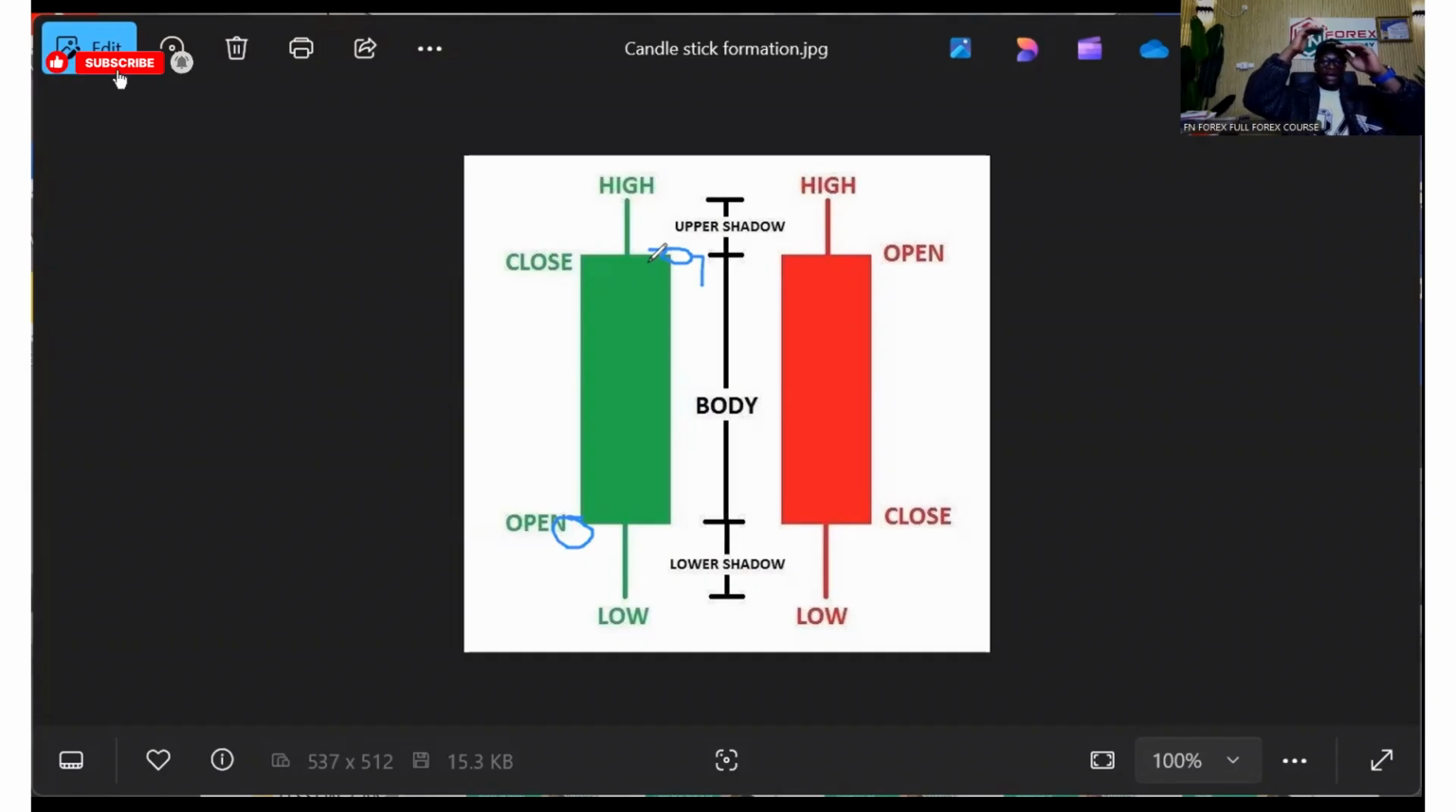But in a situation where the candle opens and closes below, I mean, it has opened and closed as a sell candle. It has opened and closed below. Remember, when the market is going up, we are buying. When the market is going down, we are selling. So if a candle opens and closes above, it is a buy candle. That's why you always see it with green.